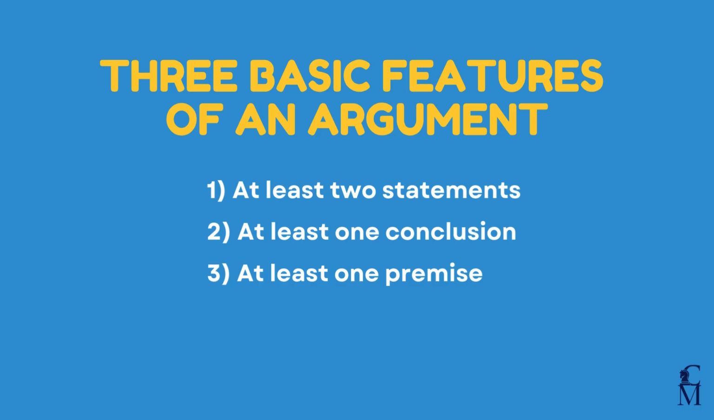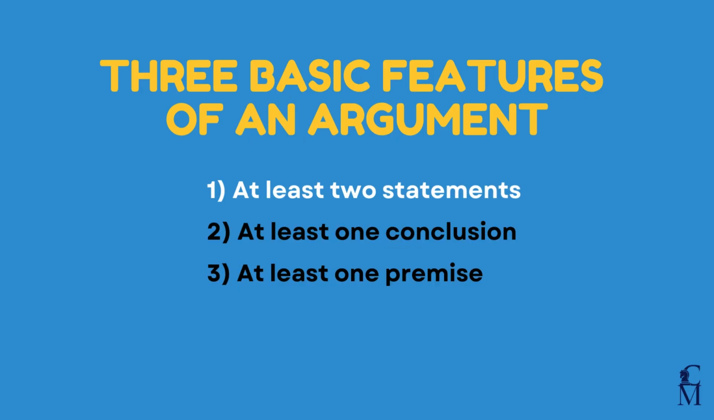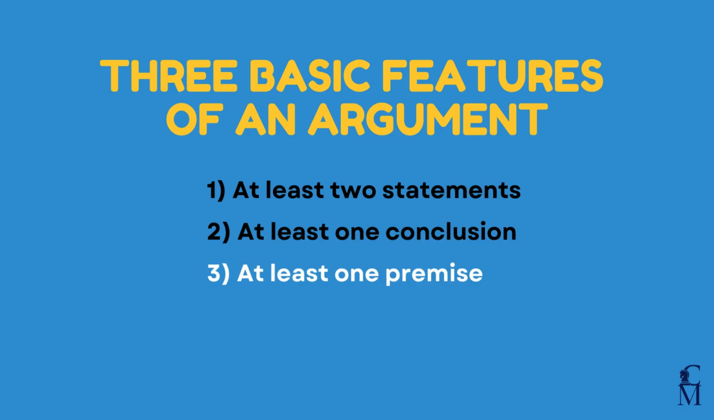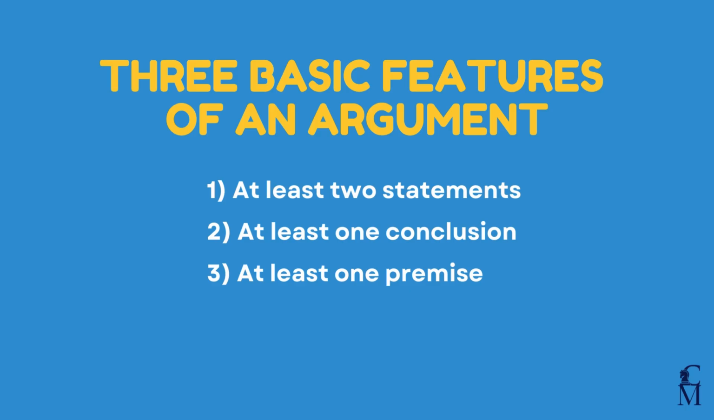In our previous lessons, we discussed how arguments have three basic features. First, they are made of at least two statements. Second, they have at least one conclusion. Third, they have at least one premise. If you have yet to participate in that lesson, you might want to do so before continuing with this one. You can find a link to it at the top right corner of your current screen and in the description box below.